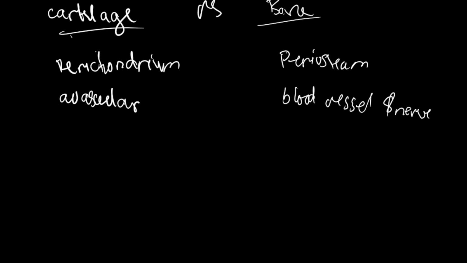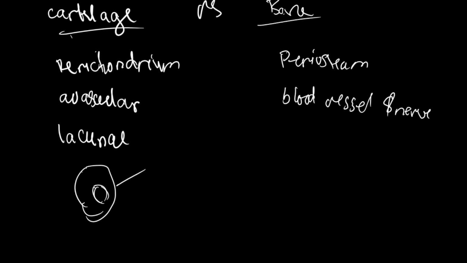Also, we have chondrocytes in lacunae. The lacunae is kind of like a box that holds the chondrocytes. So this would be the lacunae, and then the chondrocytes would be in the lacunae. Same thing for the bones. We also have bone cells called osteocytes in lacunae.